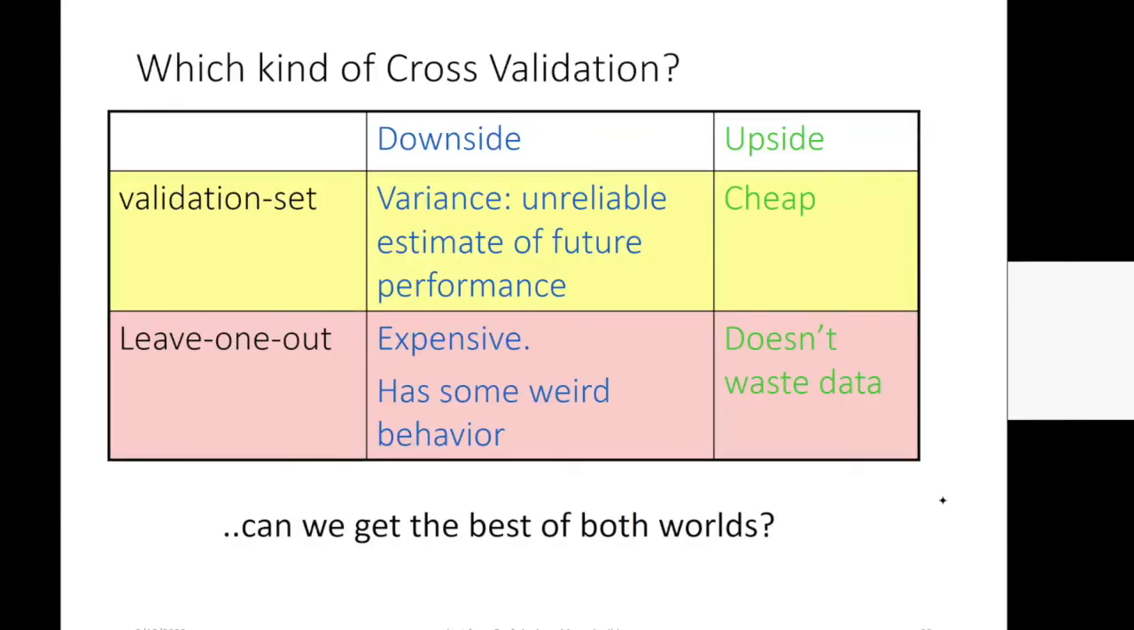Okay, so let's compare. The validation set, held out set approach has the downside that the error metric depends on the subsample of the validation set. It's not as reliable as the leave one out type of estimation. But it's super cheap.